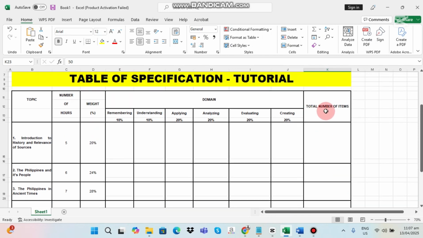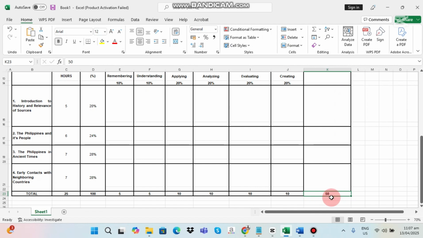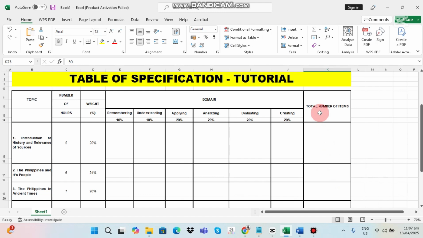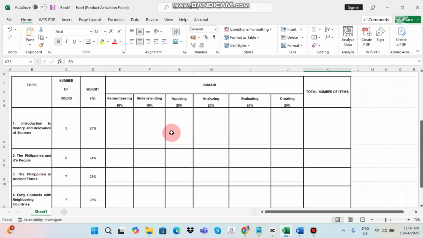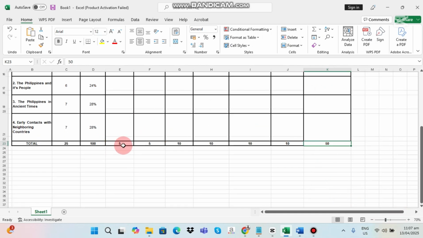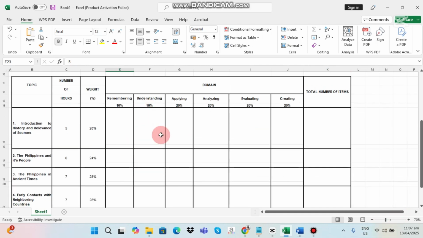Since the total number of items is 50, usually this is the consistent number of items in every school, right? As you can observe, your exam only has 50 items. So that is the reason why we have 50 here. So what is 10% of 50? We have 5. And then what is 10% again? We have 5.